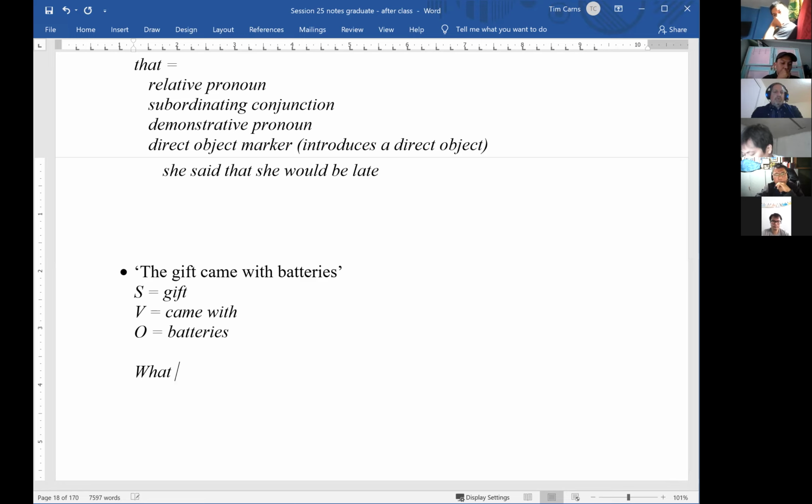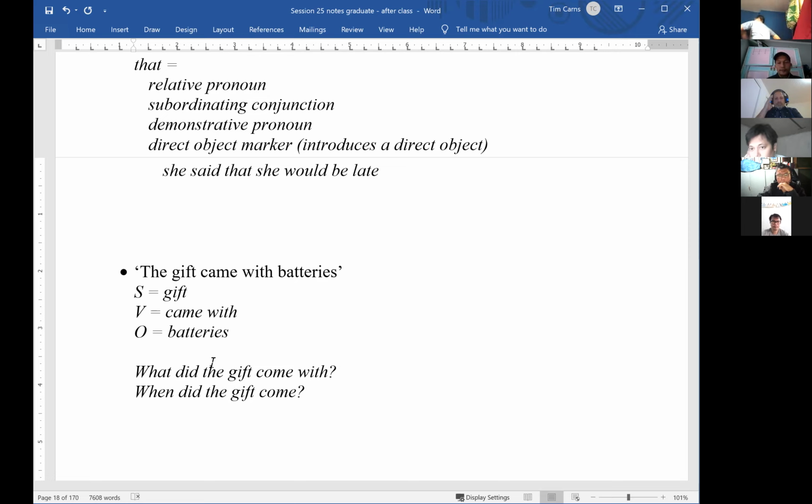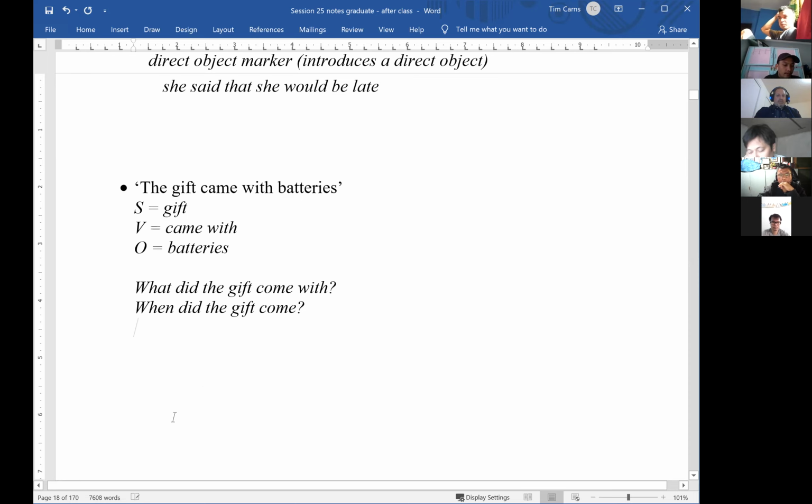So you might ask, and you wouldn't say what did the gift come, you would say, when did the gift come, if you were asking that. But this sentence tells us, what did the gift come with? With. So that's a way to think about how this sentence is working. Okay, Harris, let me give you another one here. This one has a little twist to it.